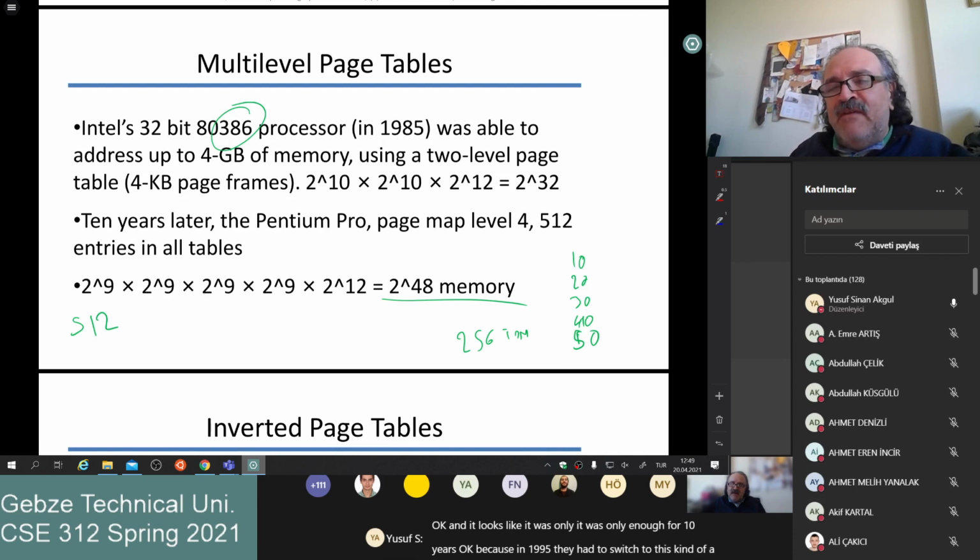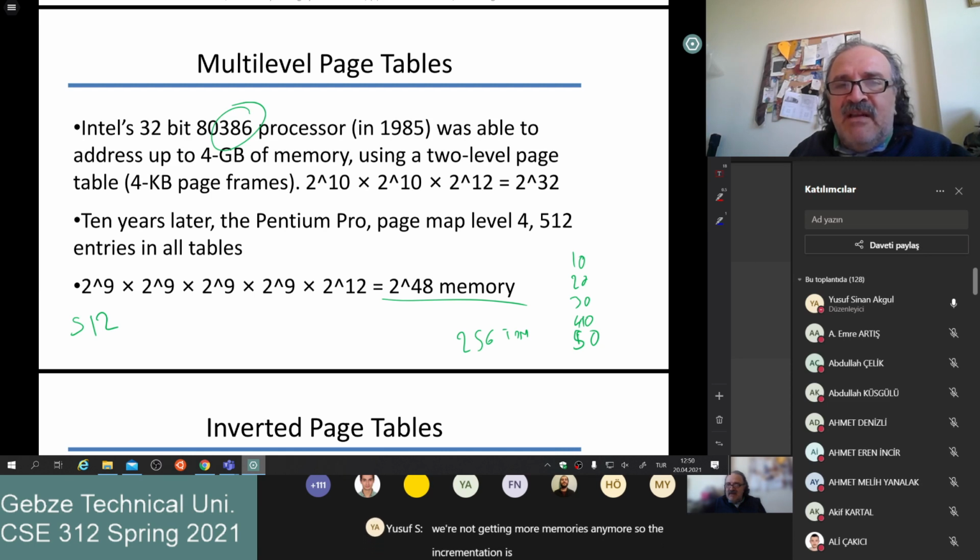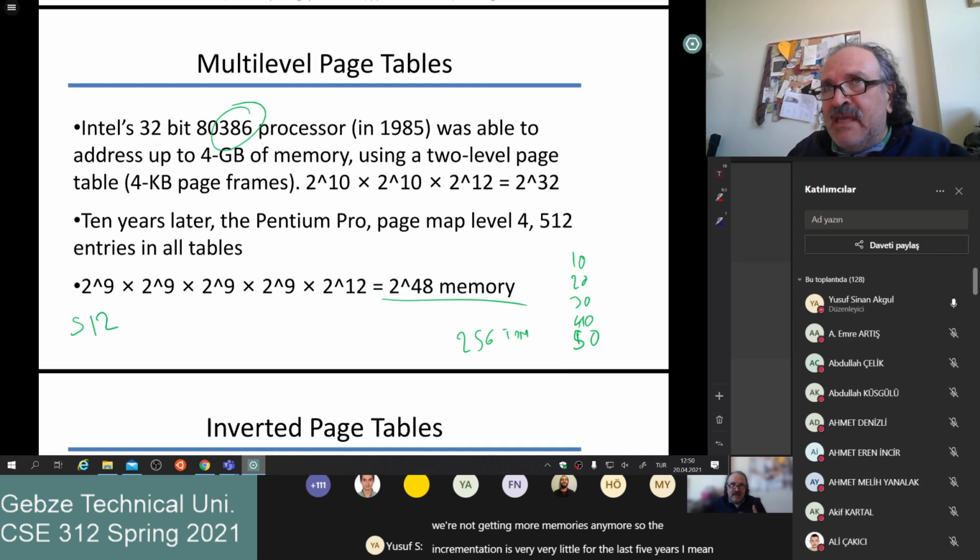After 1995, things got a little bit slower, and Moore's law didn't work as well as before. Starting from 2000, things get slower and slower. Nowadays, for maybe 10 years, we keep using 4 gigabytes of main memory, right? I mean, we are not getting more memory anymore. The increment is very, very little, especially for the last 5 years. For the last 3 generations, I keep buying exactly the same computer with the same amount of memory.